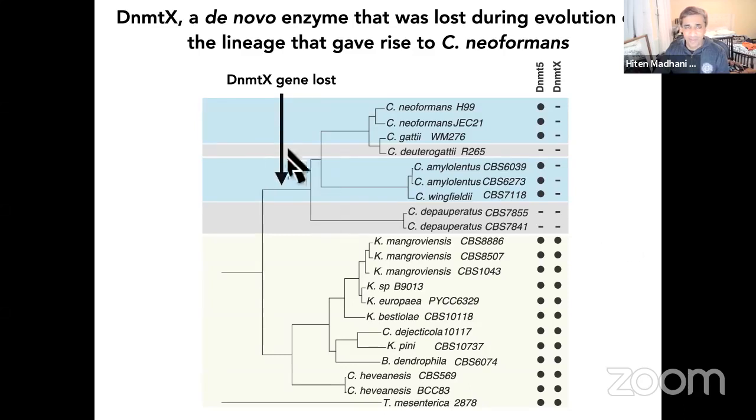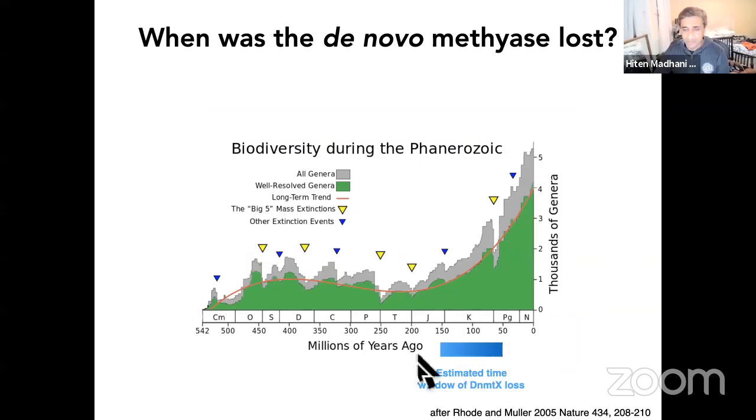And so the next question we asked was, well, how long ago did this happen? And if you take estimates for when these branches occurred, these are just published estimates, which is, of course, just an approximation, it seems that DNMTX was lost between 50 and 150 million years ago. What's shown here is a depiction of how many genera there are, in thousands, during our current period, the Phanerozoic. And the upside-down yellow triangles represent mass extinctions. And so DNMTX was lost sometime between 50 and 150 million years ago.